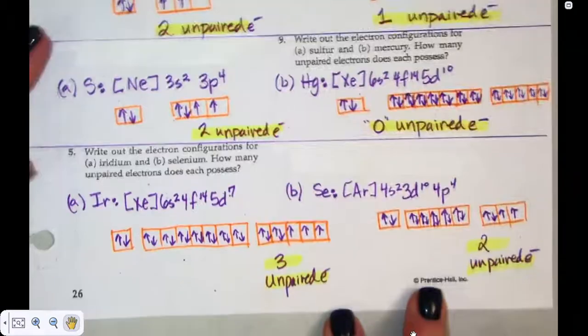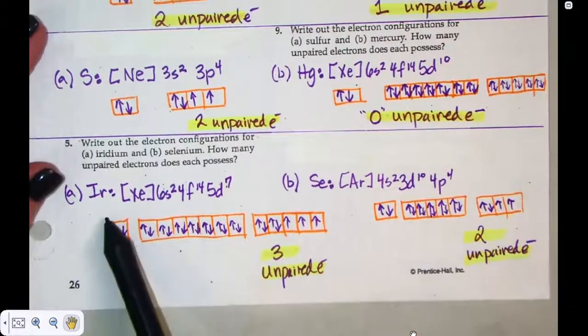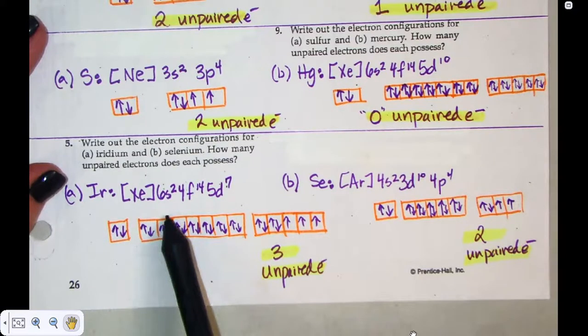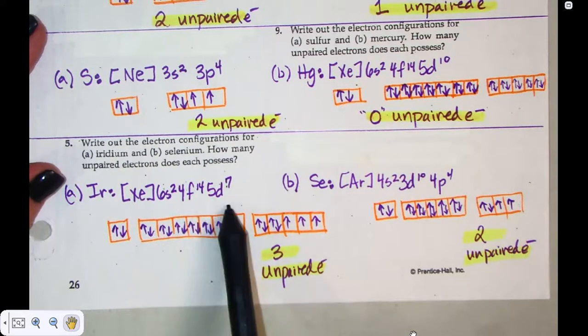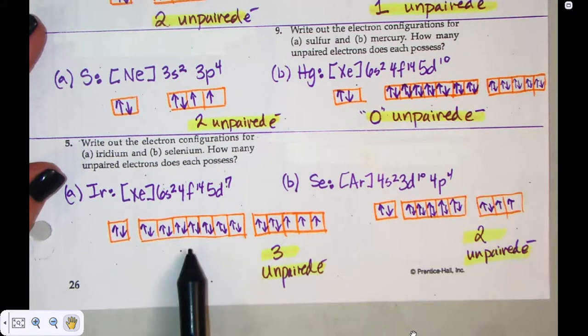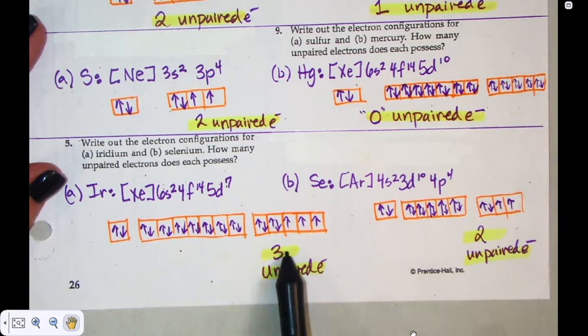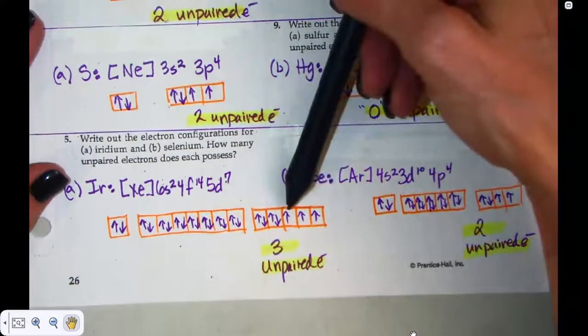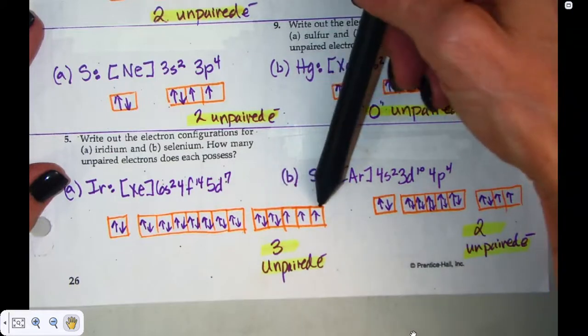Number 5, iridium, Ir. Xenon in brackets, 6s2, 4f14, 5d7. Again, if you look at your orbital notation, they're full. They're full. This one's not completely filled. So you're going to look and see how many unpaired electrons you see: there is 1, 2, 3. You have 3 unpaired electrons.